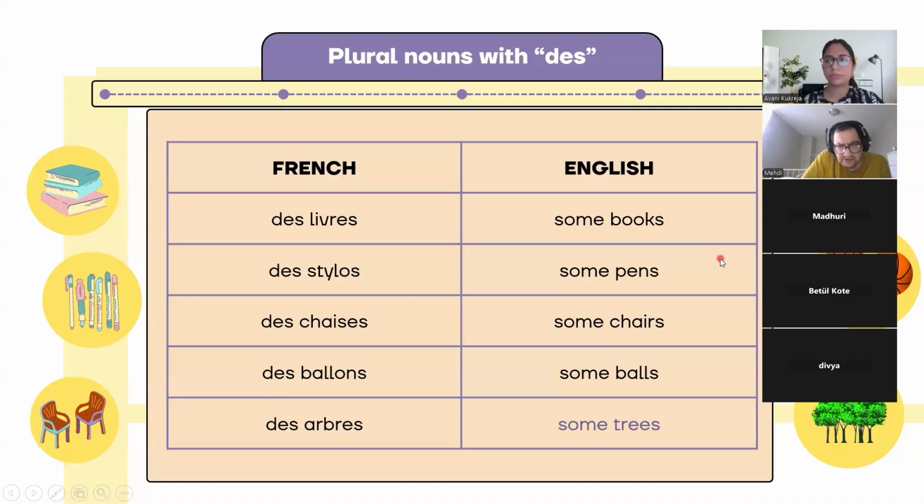Ma'am, the last one you said des arbres. Correct. So for the other ones, the S is not pronounced, but over here the S is pronounced.